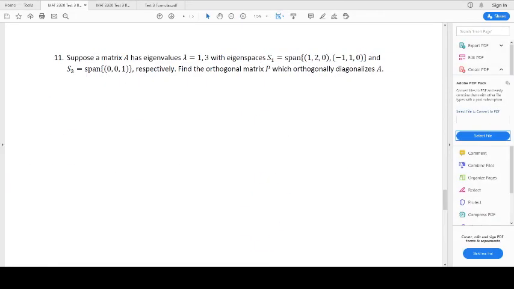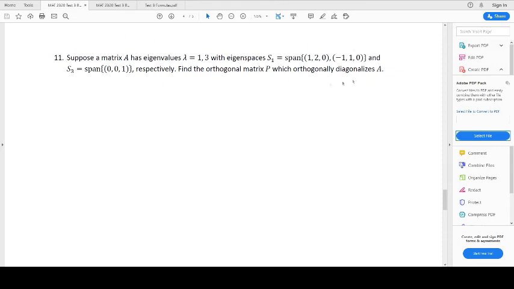Okay. So then let's look at number 11, which says, suppose a matrix A has eigenvalues 1 and 3, and eigenspaces S1 equals this span and S3 equals this span. Find the orthogonal matrix P, which orthogonally diagonalizes A.